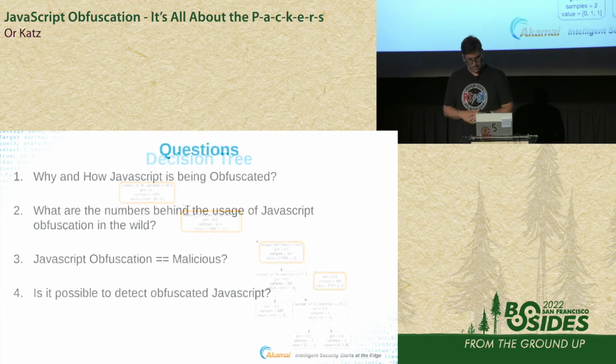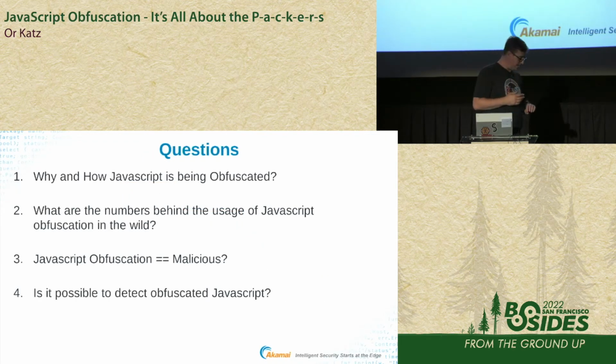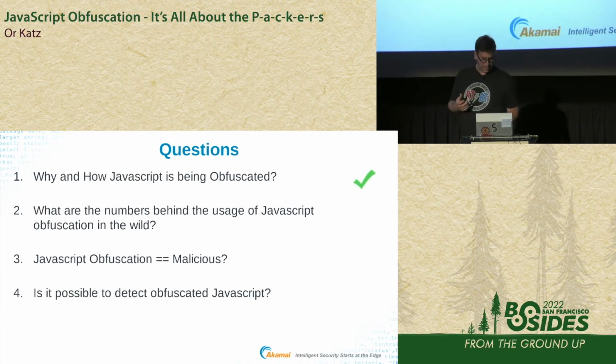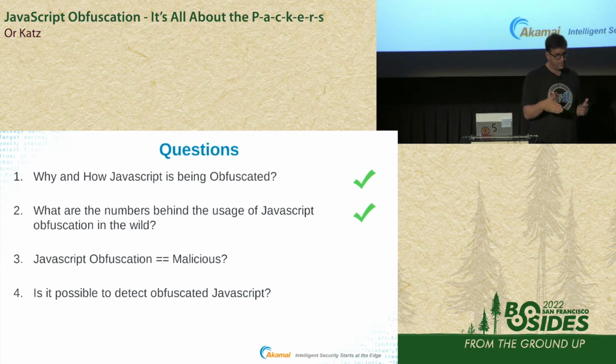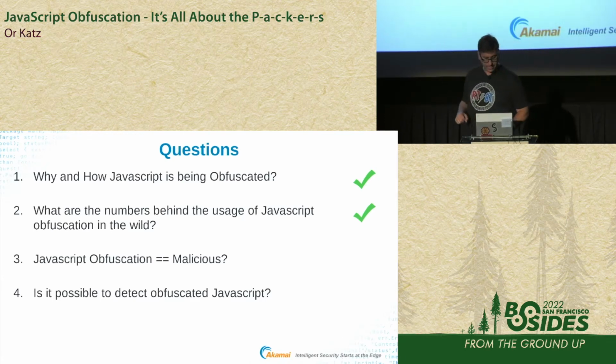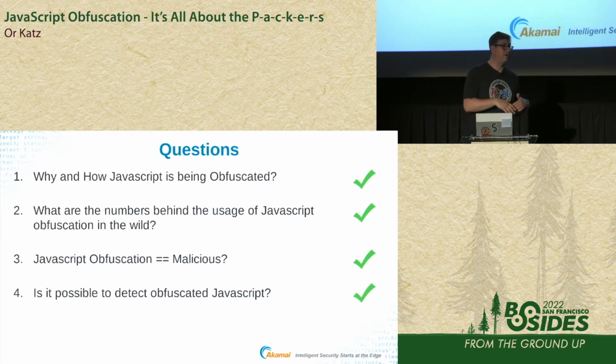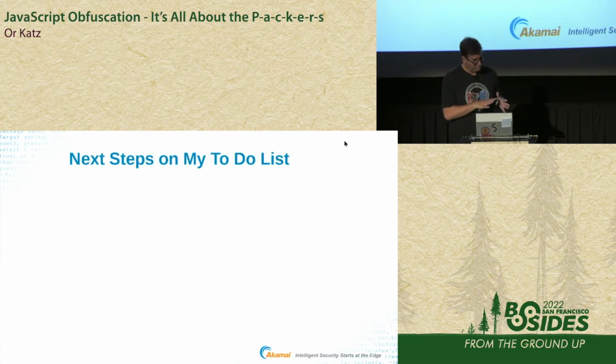Now, we had 4 questions at the beginning, right? Why and how JavaScript is being obfuscated, and I think we addressed that. We had what are the numbers behind the use of obfuscated JavaScript in the wild, and we were able to see that, for example, 26% of the malware data set were classified as files that are obfuscated. We addressed the question that obfuscation doesn't equal malicious, right? And more than that, we addressed the question of a technique that enables us to differentiate between something that is malicious versus something that is benign. So that part of the research was done.